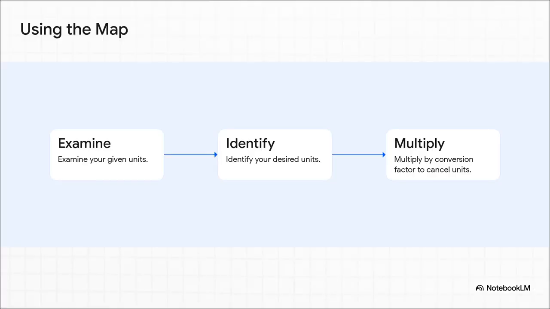So, in practice, here's how you actually use this map. Step 1. Look at your given units. Step 2. Identify the units you actually want. Step 3. Multiply your given data by that conversion factor, but arrange the fraction so the original units systematically cancel out, top to bottom. If you start with inches on top, you've got to put inches on the bottom of your conversion factor. They cancel each other out perfectly, leaving you exactly your desired destination unit.